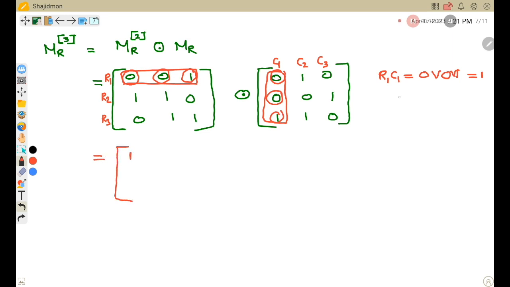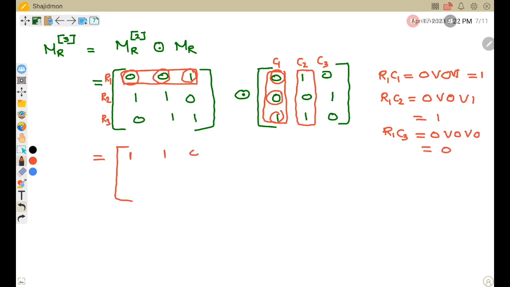Now R1 with the C2 we can do. First row with the column number 2. Column number 2 means this is the column number 2. So 1 multiply 0, that is 0, or 0 multiply 0, 0, or 1 multiply 1, that is 1. So second element we got 1 here. Now same way R1 with the column number 3, correct? So first element 0 with 0, 0, or 0 multiply 1 means 0, or 1 multiply 0, that is 0. So answer will be 0. So third element is 0.